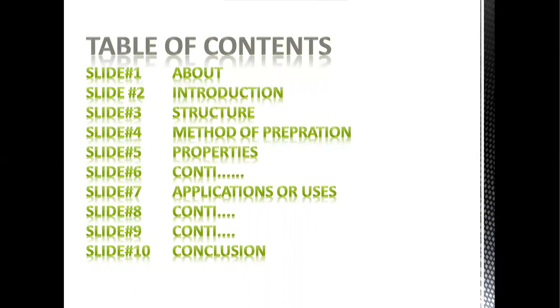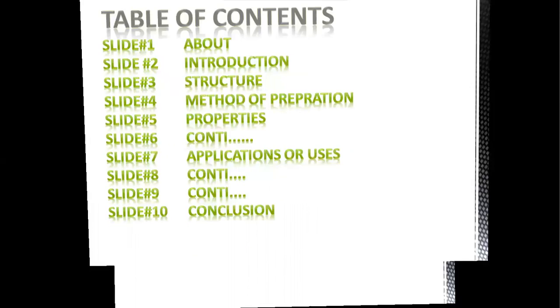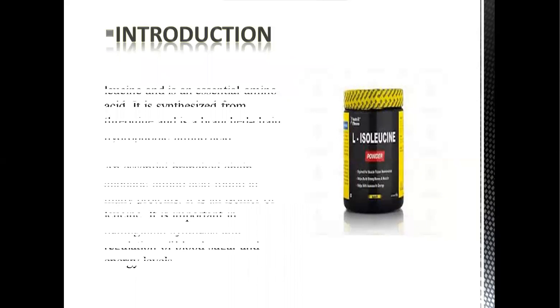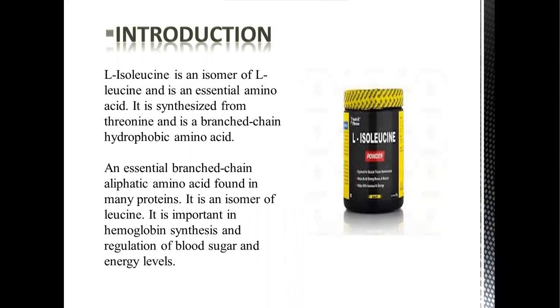These are the table of contents of my presentation. First of all, I will tell you what is L-isoleucine, the introduction of L-isoleucine. L-isoleucine is an isomer of L-leucine and is an essential amino acid. It is synthesized from threonine and is a branched chain hydrophobic amino acid.